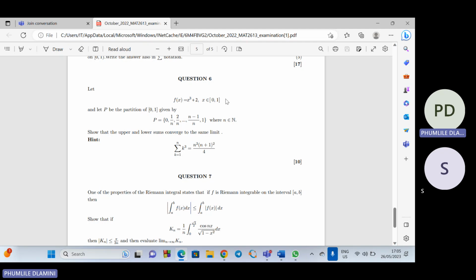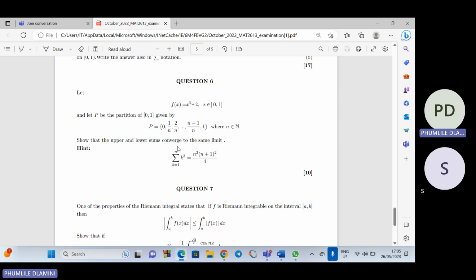Normally what happens here, you work with an integral or a Riemann sum, whereby we divide the partition into equal terms, and then find the upper and the lower sums. But this question is not the same. What we are asked to do is show that the upper and the lower sums converge to the same limit. So we are going to show that this function converges to the same limit. We are given a hint.